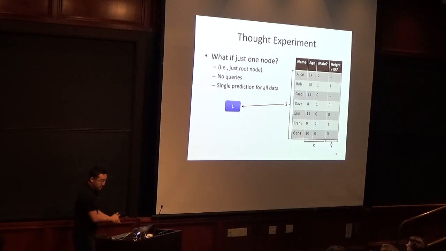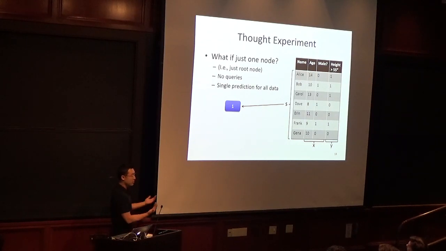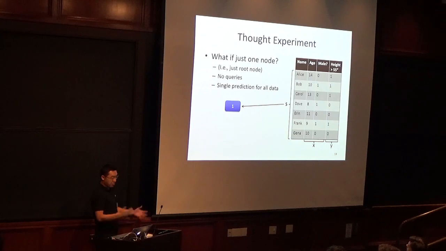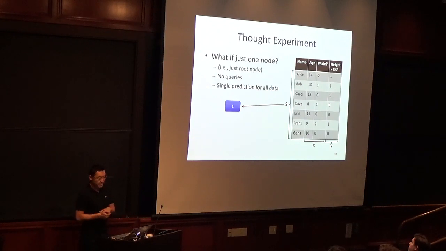So here's a thought experiment. Suppose we had a decision tree that was degenerate, just one node. So the root node is a leaf node. There are no internal nodes. There are no queries. We could only make a single prediction. What is the prediction that maximizes accuracy? It's the majority class. In this case, there are 4 1s and 3 zeros, so we're going to predict 1.